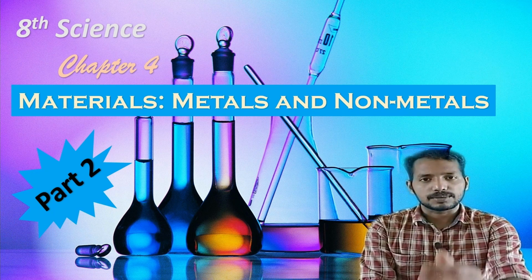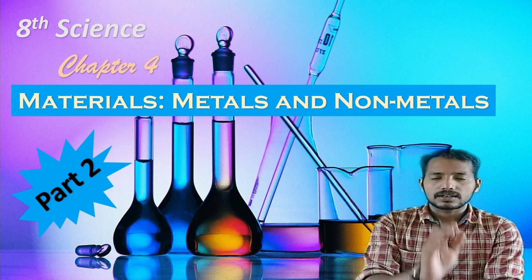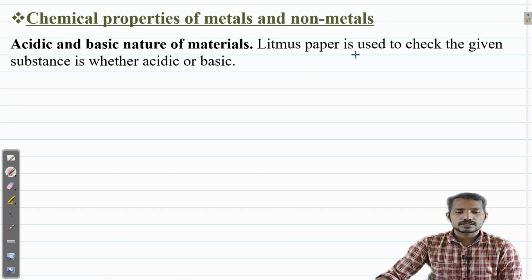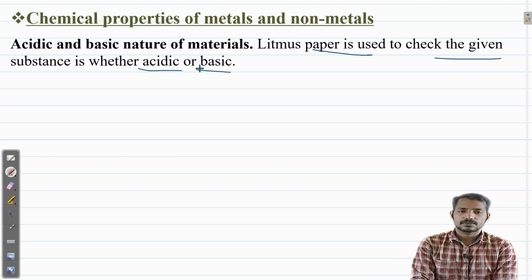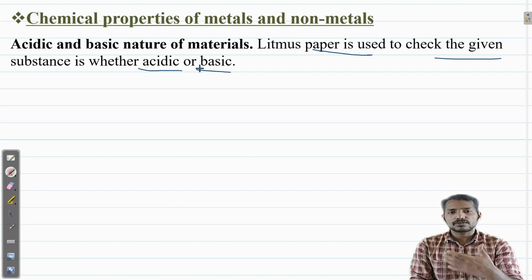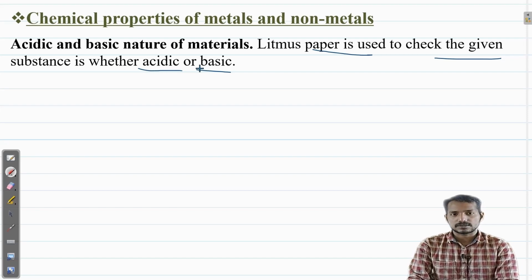So before getting into the chemical properties in detail, let's recall a term, that is litmus paper. Litmus paper is used to check the given substances whether acidic or basic. That is, we have to remember. So let's see how litmus paper will work for checking whether the given substances are acidic or basic. In case of the product formed by the reaction, while we are studying the chemical properties, we need to check those product or substance whether it is acidic or basic.